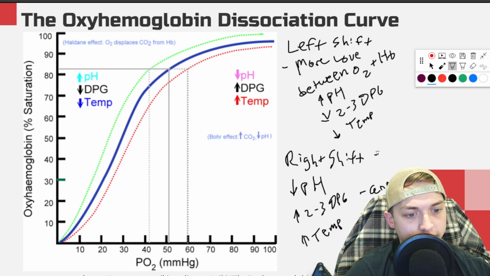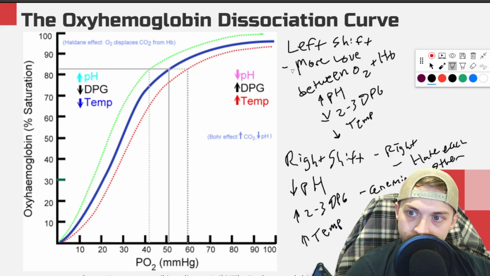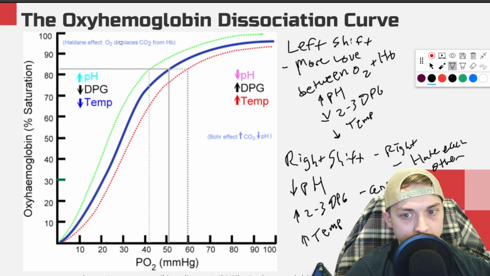So right shift means that they hate each other. They want to get rid of each other. And a left shift means that they love each other. Okay? Now, we're going to talk about the Bohr effect in the next slide.